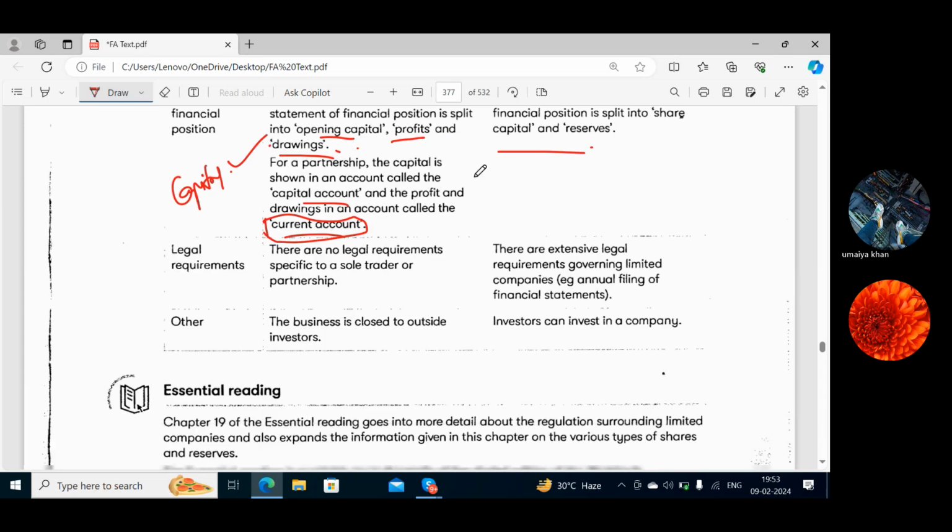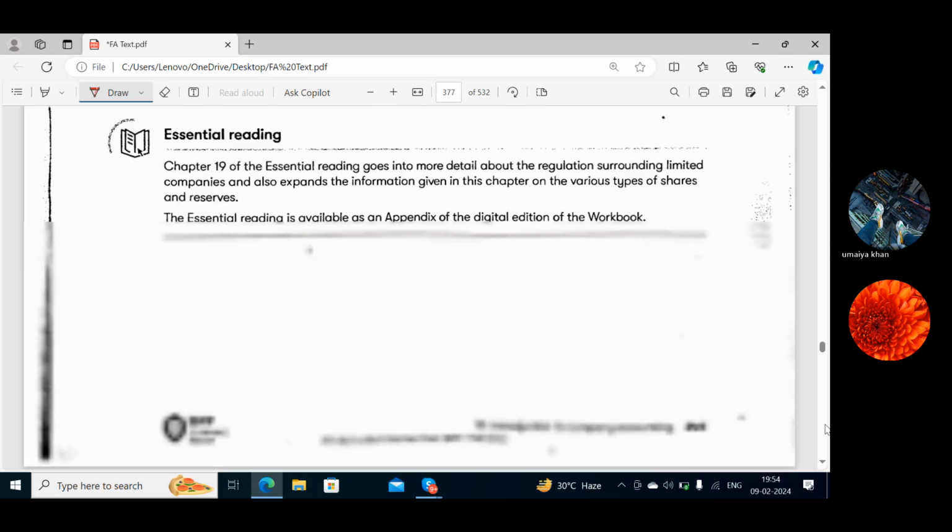Legal requirements, there are no legal requirements specific to a sole trader or partnership. For a company there are a lot of legal requirements. They have to file the statements annually, and the business is closed to outside investors. Here it is open, anyone can invest. This is the end of the chapter, Umayya.